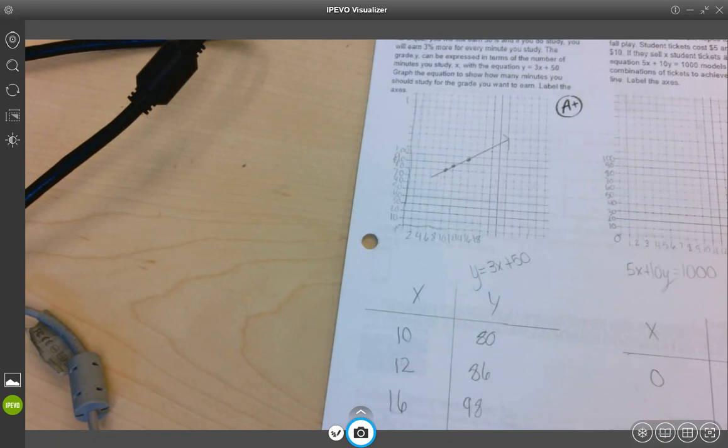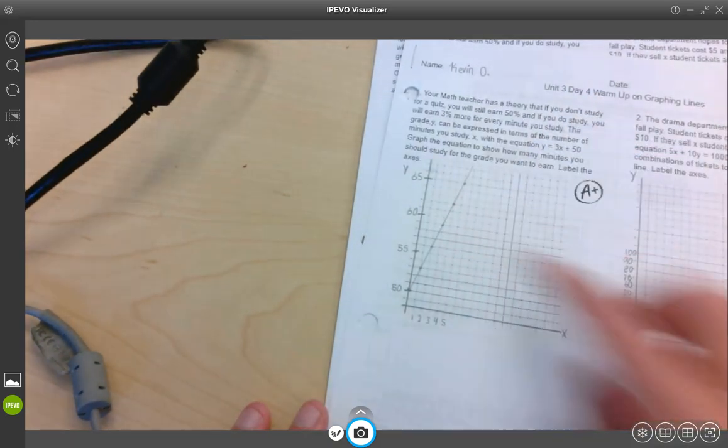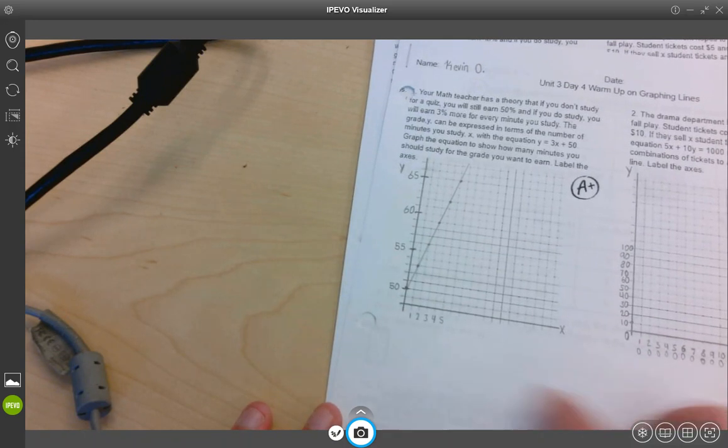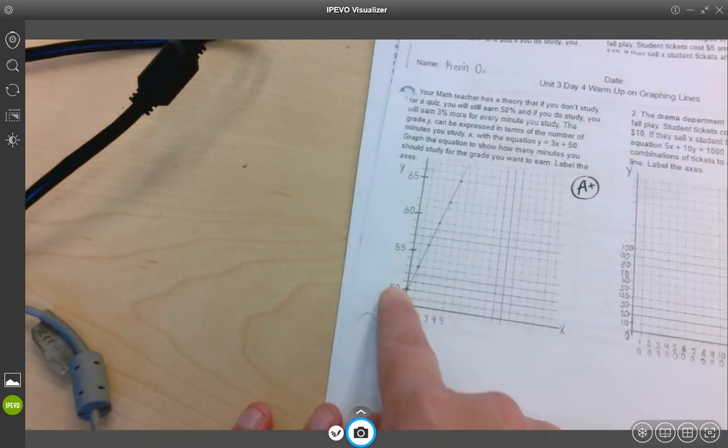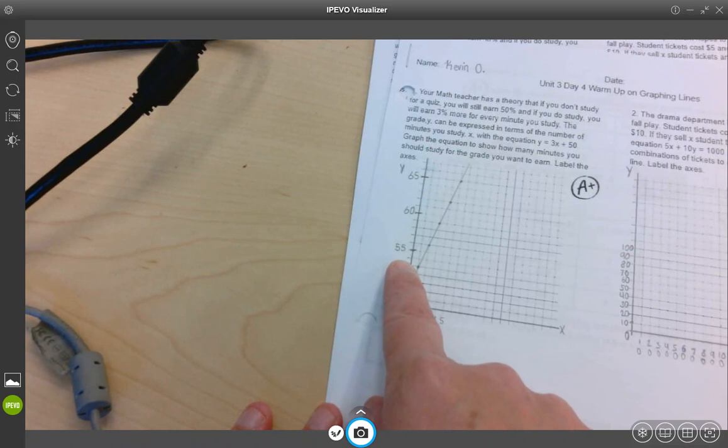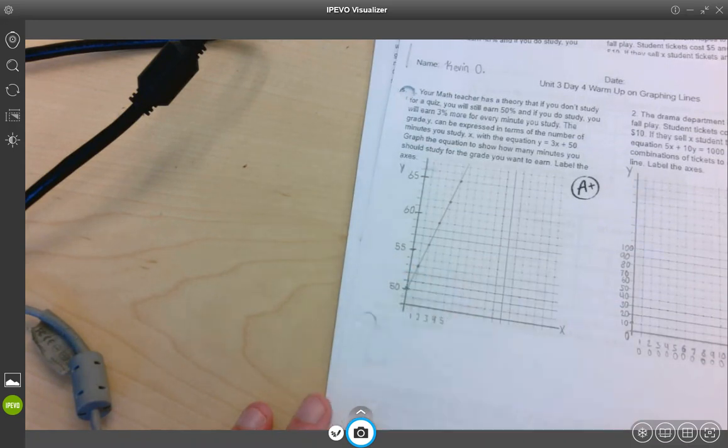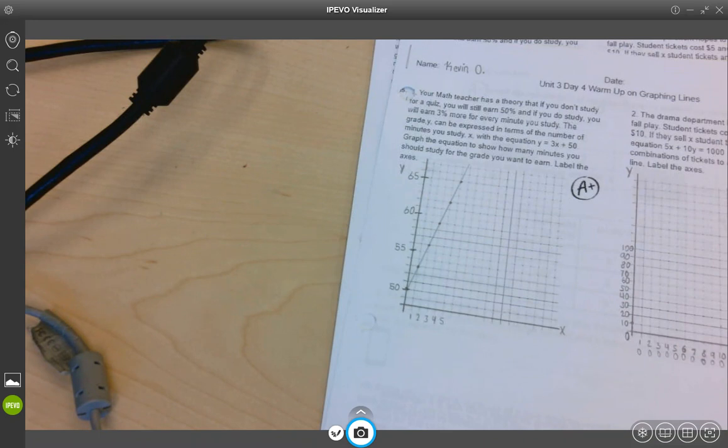And then lastly, some of you used the slope and the y-intercept. So if you compare your work to Kevin's, you might find that you started at 50 and you did a slope that was up 3 and over 1. And those are all good ways of graphing this.